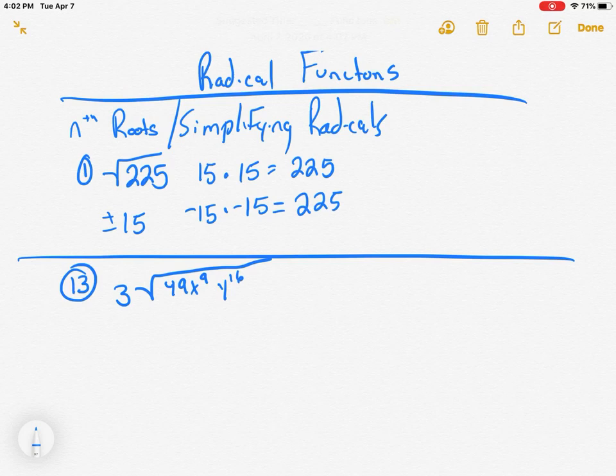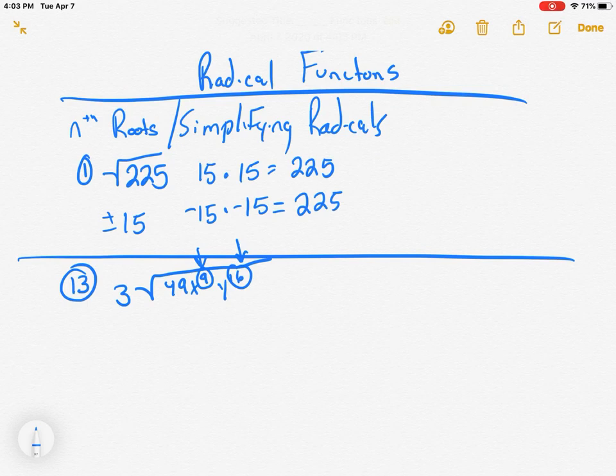Okay, in order to simplify this radical, because it's a square root, the exponents all have to be multiples of 2. So if we look at 9 and 16, 9 is definitely not a multiple of 2. 16 is, because we're going to divide. When you take the square root, you're dividing the exponent, okay? So we have to be able to divide them evenly, right?